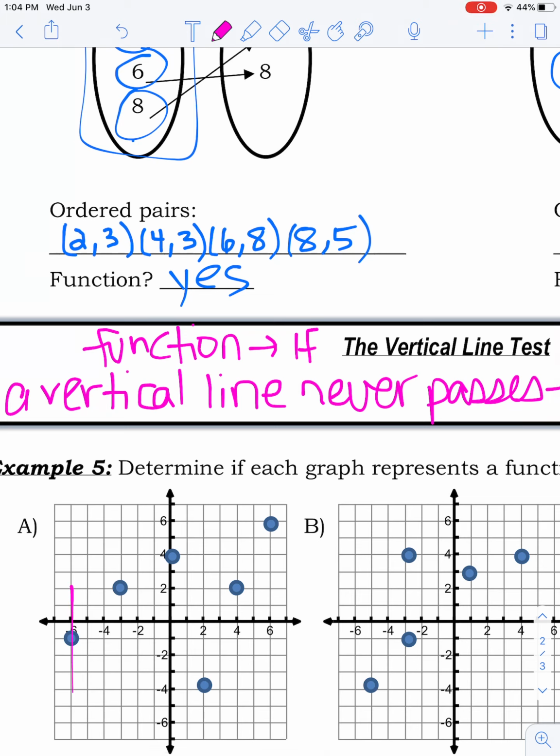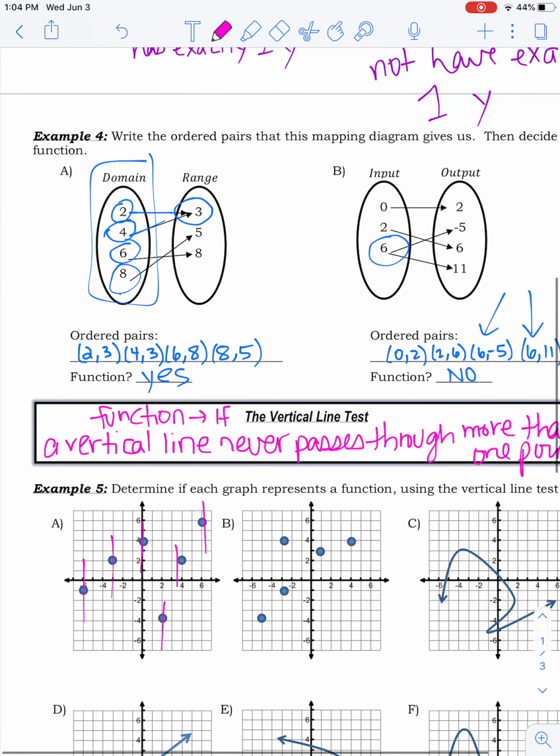So the vertical line test, if I look at A, here's a vertical line passing through that point, that point, that point. I'm drawing a bunch of vertical segments here. Is there ever a vertical segment or line that's passing through more than one point? Nope. So yes, this is a function. It passes the vertical line test, because a vertical line never touches more than once.